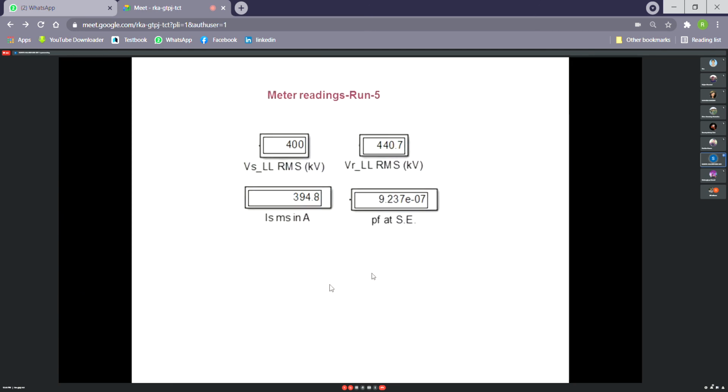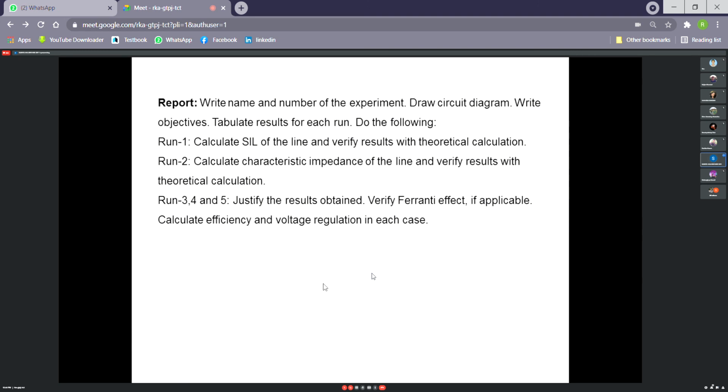So I shall skip all things in the file; I shall delete. Now, what will you write in the report? Write your name, the number of the experiment, draw the circuit diagram, write the objectives, and tabulate the results for each run as you have tabulated.